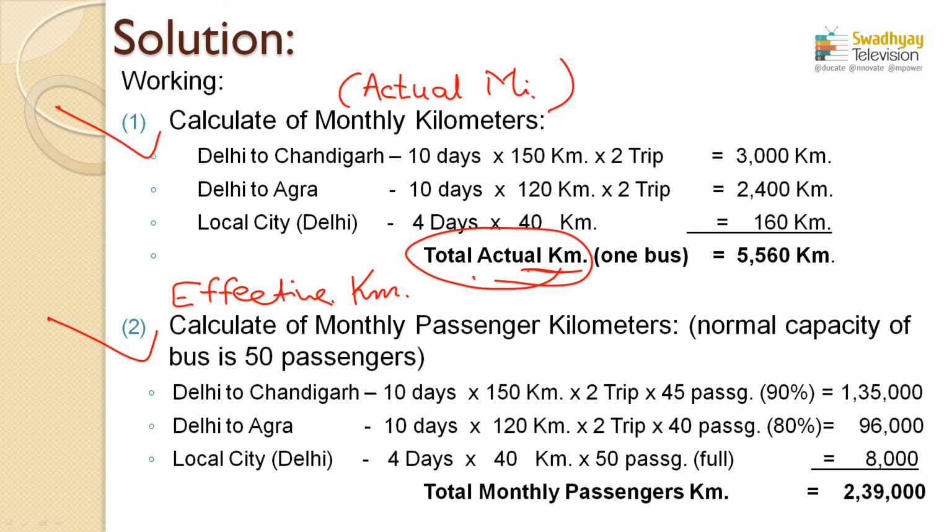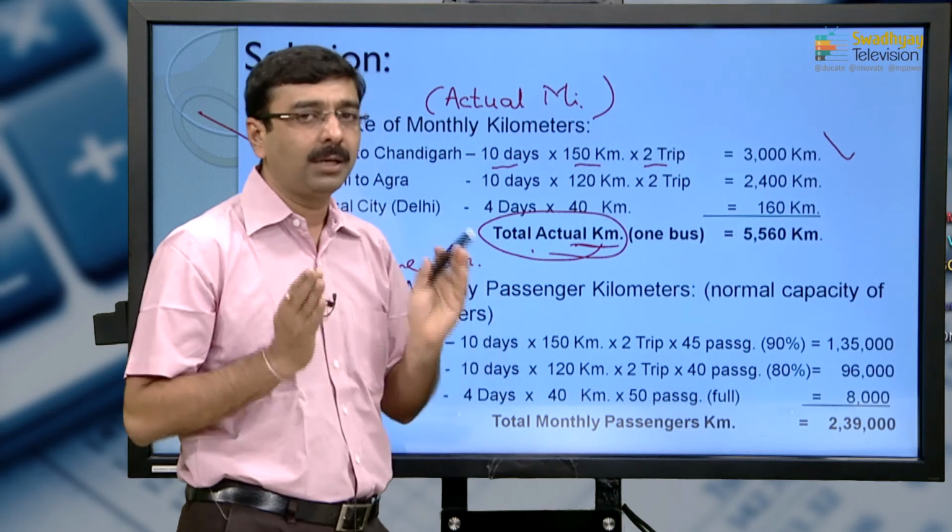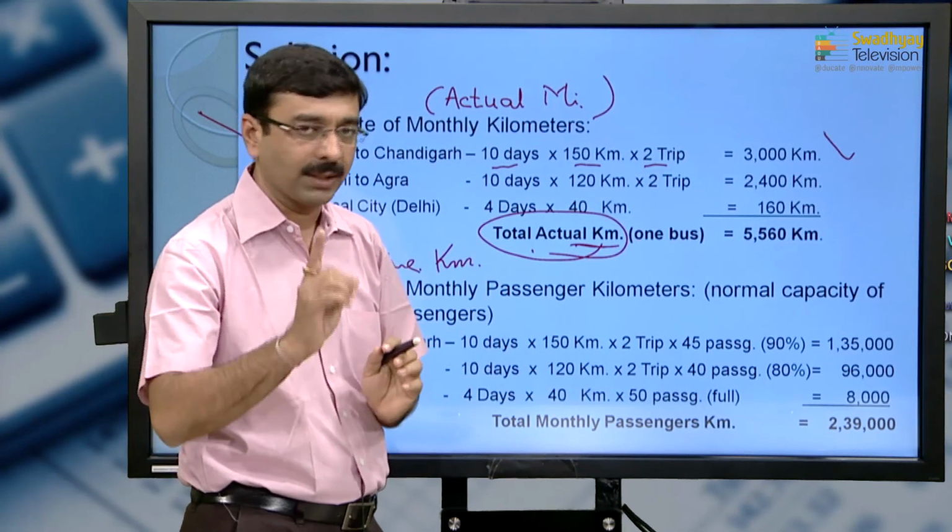See here, first Delhi to Chandigarh, number of days is 10, distance between the two places is 150 kilometers, and two trips. Why? Once going from Delhi to Chandigarh and once coming back from Chandigarh to Delhi. So, that is why it is two trips. 150 kilometers multiplied by 2 comes to 300 kilometers, and it works 10 days. That is why the first answer is 3000 actual kilometers run between Delhi to Chandigarh.